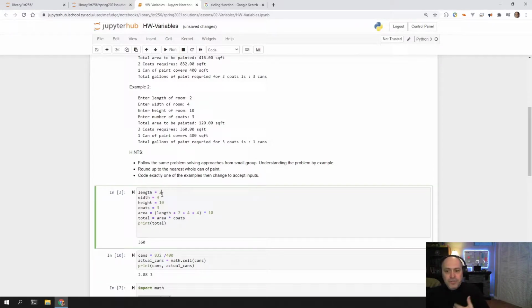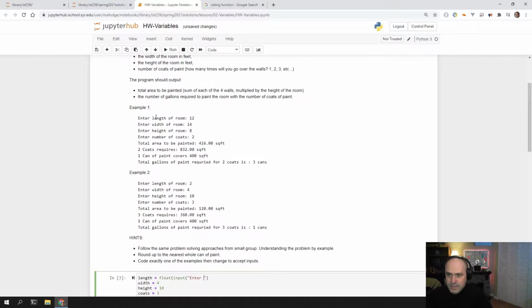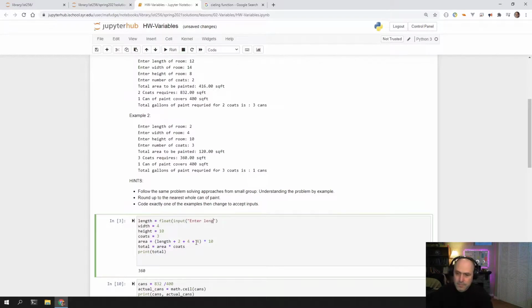After you complete the entire program by example, then you should go back and extrapolate these to inputs. You don't want to always use 2. You want to say int, or it would probably be float, input, enter length of room, etc. So that's the approach that you take when you code by example: you write the entire program with hard fixed values, then change your inputs accordingly and get your outputs accordingly.